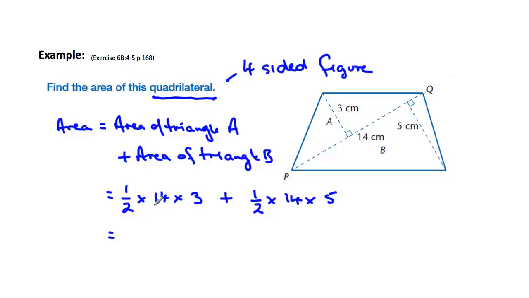If we have a look at this one, we've got half of 14, which is 7. 7 3s are 21. Half of 14 is 7. 7 5s are 35. So our final answer is 56. Now we need to get our units right. It's in centimetres and it's area. So the answer is 56 centimetres squared.